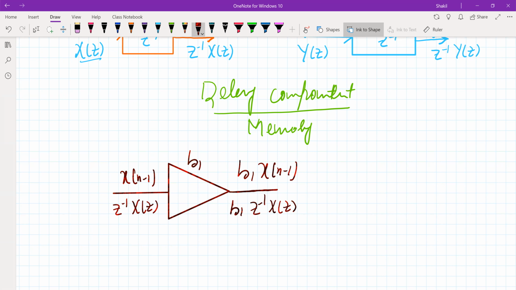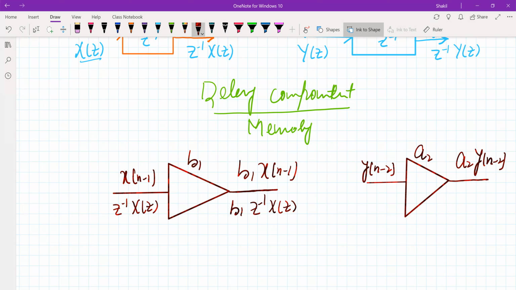Now in terms of output, I can draw the same component like this. If the input is this, the output is this. So if the input is, let's suppose, y of n minus 2 this time, and this has a multiplier coefficient a2, you can write it as a2 y of n minus 2. This is showing one component only. This does not delay the input, it only multiplies the input, meaning it scales the magnitude or the amplitude of this sequence.